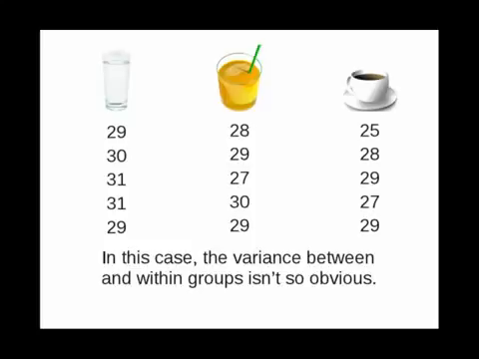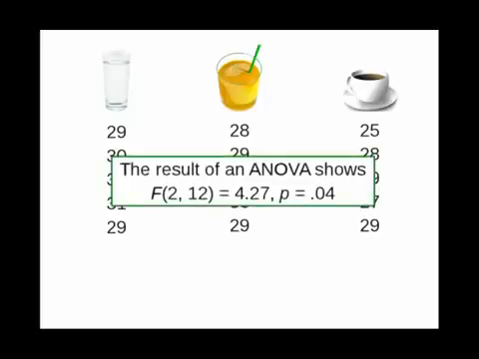In the examples, it was obvious where the variance was. Now look at these numbers. You probably can't tell if there's a significant effect because it's not clear whether there's more variance within groups or between groups or how much. The calculations show that the ratio is 4.27, which has a probability of 0.04. So in this case, you can reject the null hypothesis. With these numbers, the drink you give the people does have an effect on their reaction time.